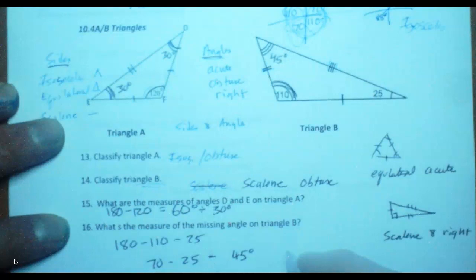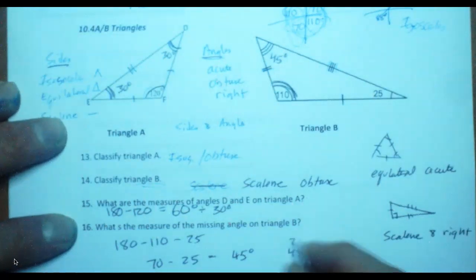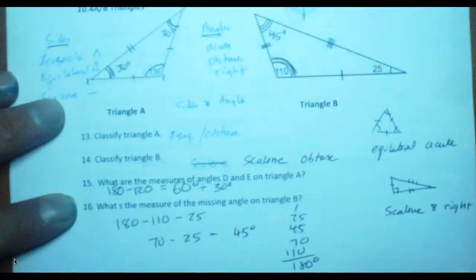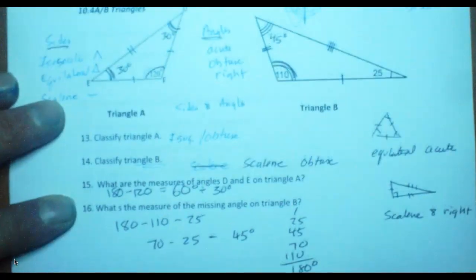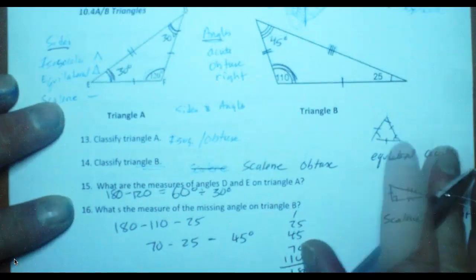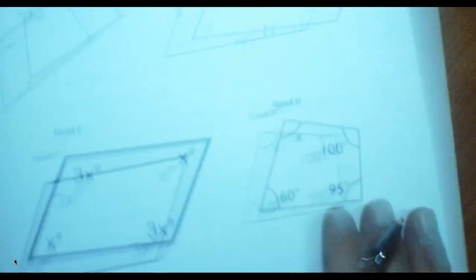Let me just check my math. 45, 25, that's 70, and then 110 is 180 degrees. Okay, so just start with 180 and subtract from there. Let's move on to the second page. Should be a little faster on this page.